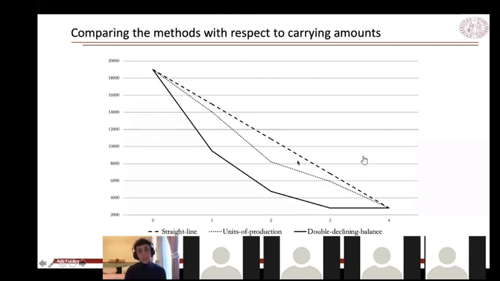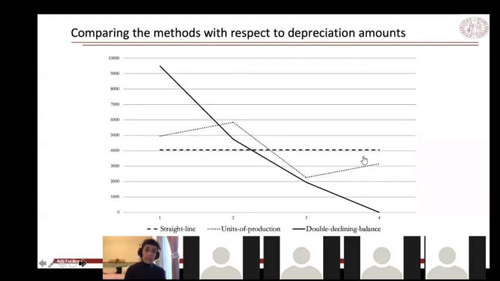Okay, this is a graph that shows you how the carrying amount decreases with time according to the different methods. The straight line is the straight line that you see, while the units of production is the one that varies on a yearly basis according to the units produced, and the double declining is much steeper at the beginning, and then it smooths out towards the end of the life of the asset.